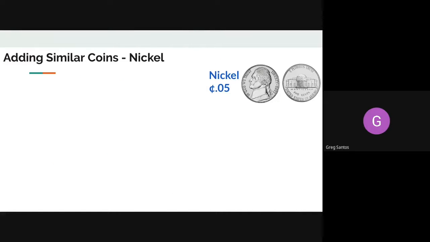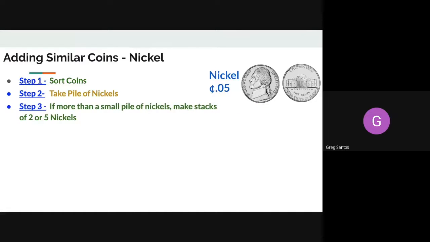All right, next we're going to work on nickels. Remember, a nickel is worth 5 cents. So we've sorted our coins. We're going to take our pile of nickels to work with. Again, if you have more than just a small pile, we're going to make stacks of 2 or 5. So with nickels, you can go 2 different ways.